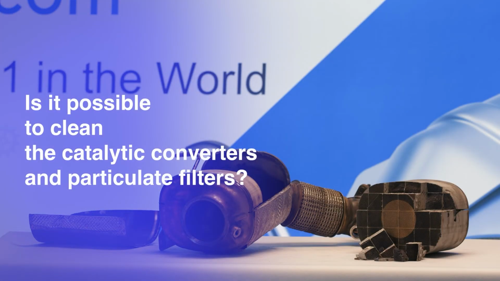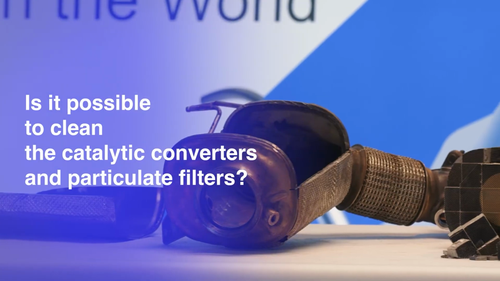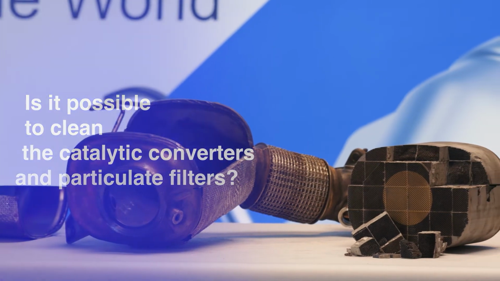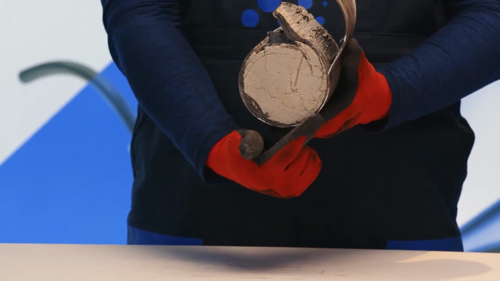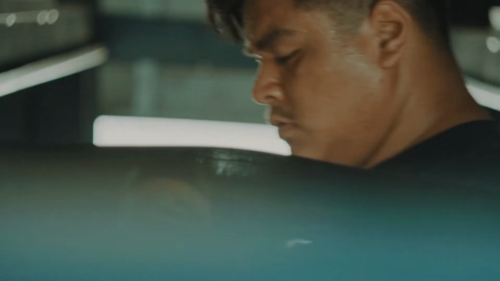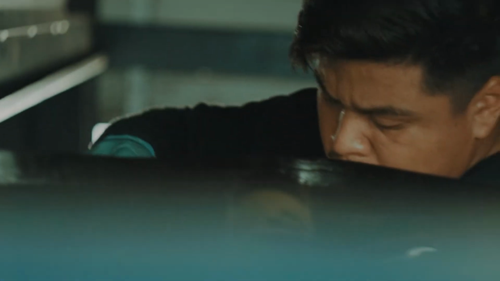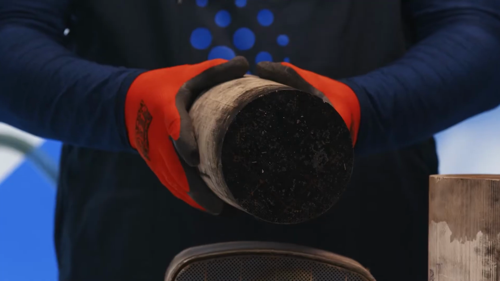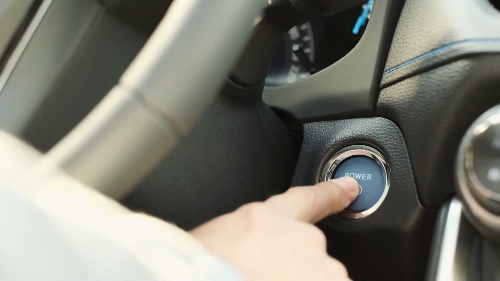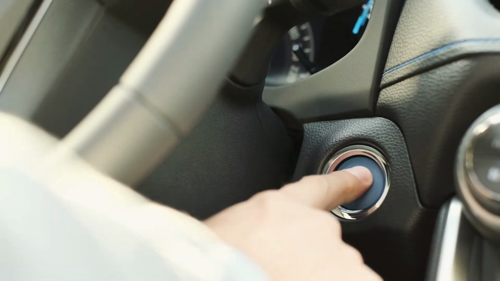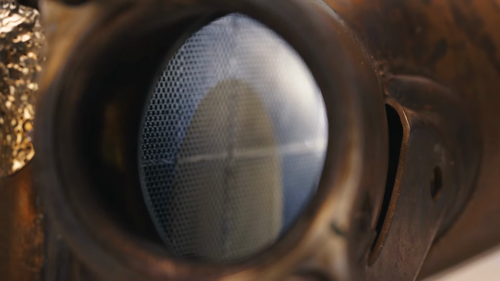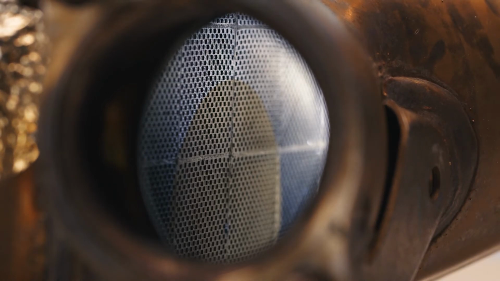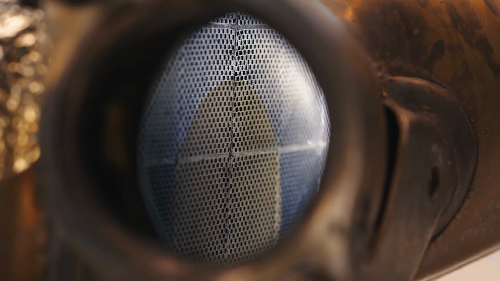Is it possible to clean the catalytic converters and particulate filters, and are there any differences in the process? If the catalytic converter is clogged, it can be cleaned without dismantling using fuel additives, or with dismantling on special equipment with chemical reagents. During the operation of the particulate filter, the channels get clogged with soot very quickly. The car starts to operate poorly, the fuel consumption increases and the power decreases. Therefore, to prevent a complete blockage of the particulate filter, it launches a self-cleaning process called regeneration, triggered by the car itself according to the sensor data.